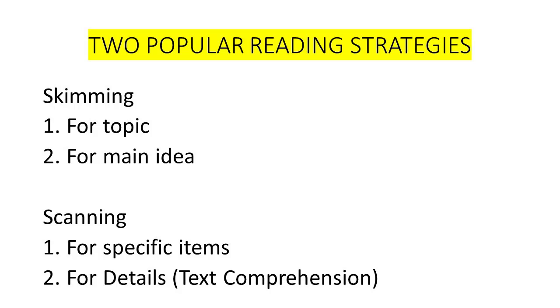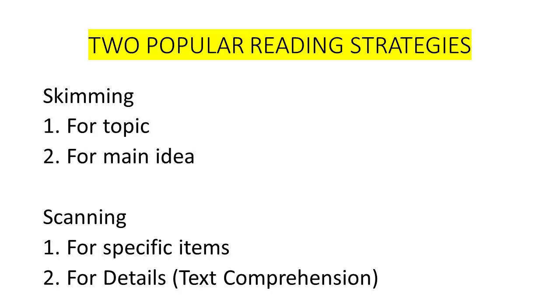Okay, we do skimming to look for information about the topic of the text, or the main idea of the text. So you have understood the difference between topic and main idea. Topic is more general than main idea. For example, I have the topic about education, and then the main idea probably will be education is important for human being.